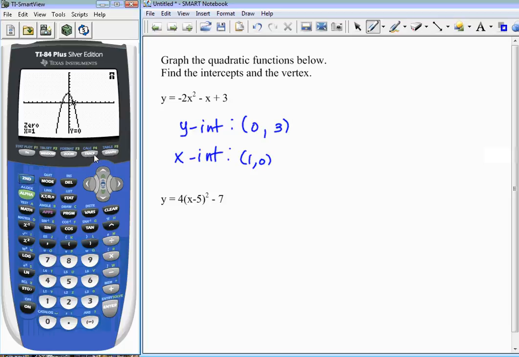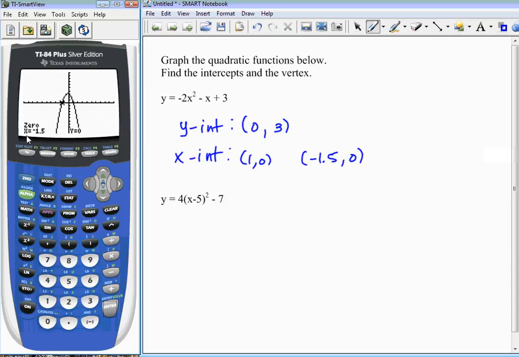I do that again to find the other 0. So now my left bound is on the other side of this x-intercept. Press enter. And my right bound somewhere slightly above it and to the right, and my guess. So that one is negative 1.5, 0.